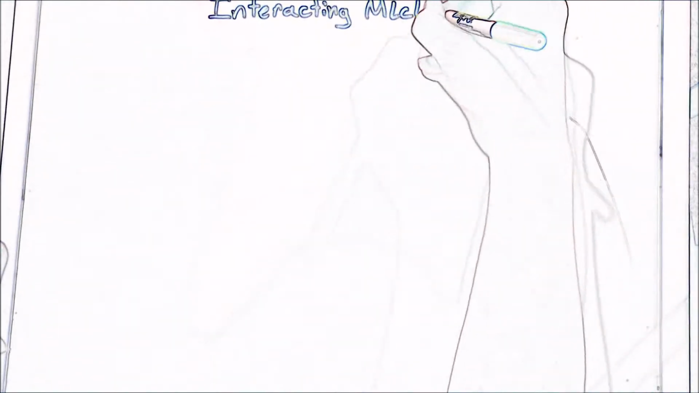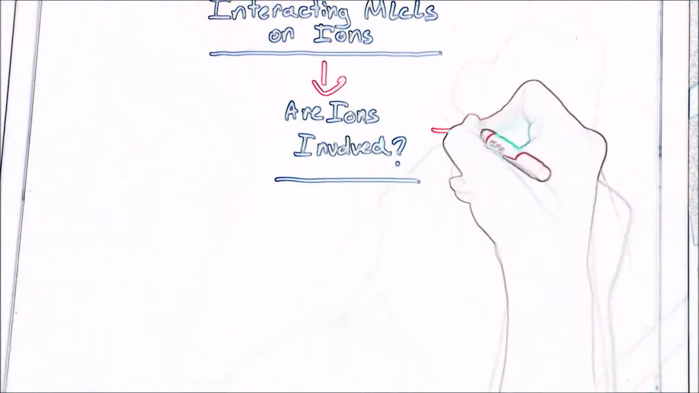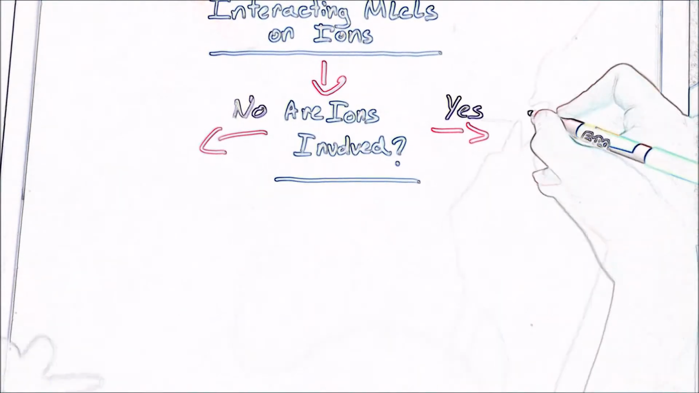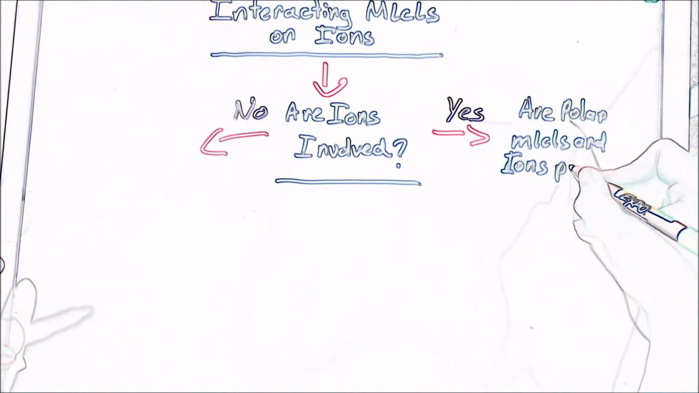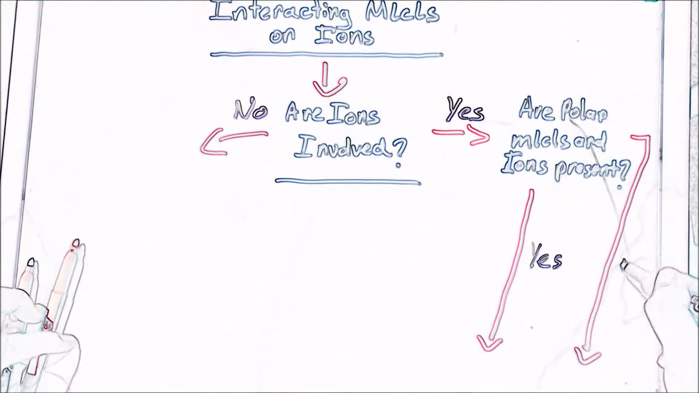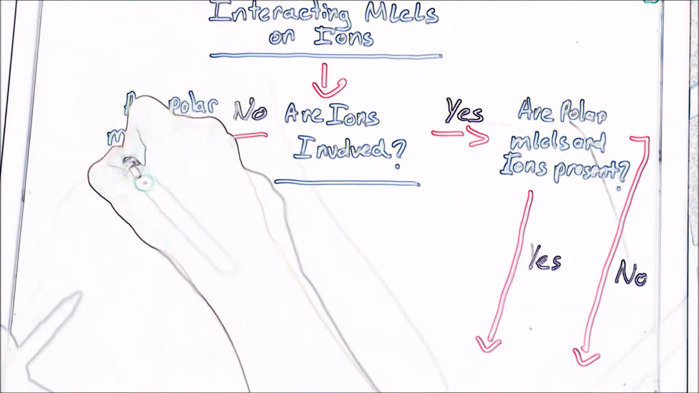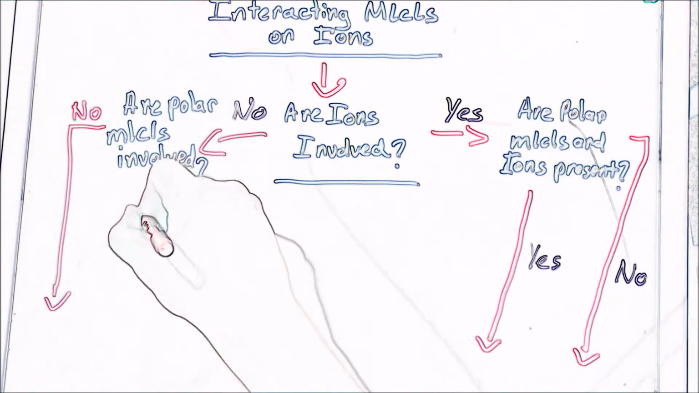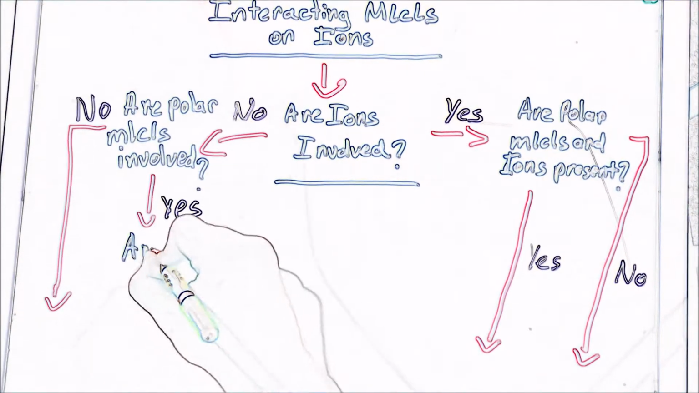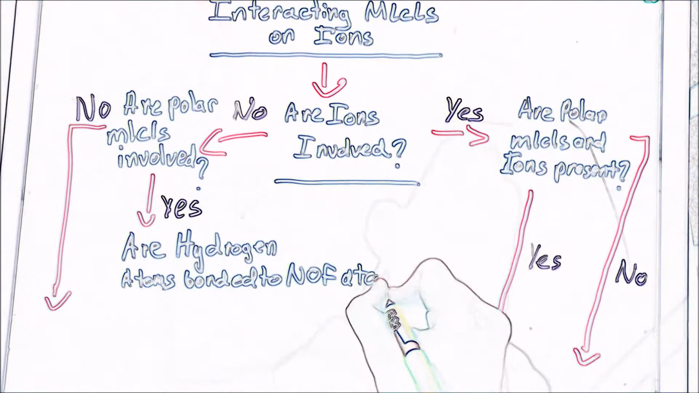This chart shows how to determine what bond you are looking at. First of all, are ions involved? If yes, then are polar molecules and ions both present? If ions are not involved, then are polar molecules involved? If they are, then are hydrogen atoms bonded to nitrogen, oxygen, or fluorine atoms?